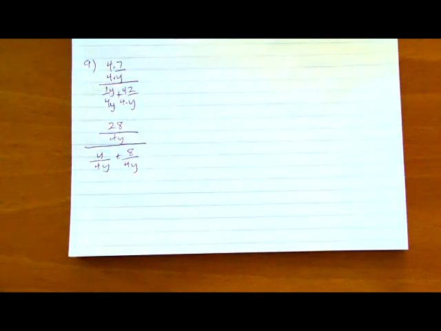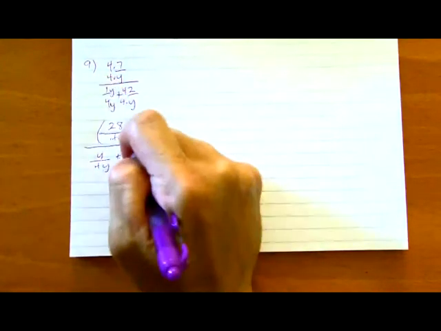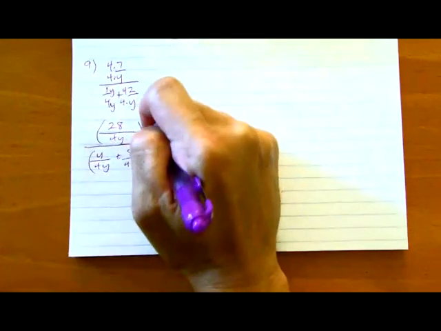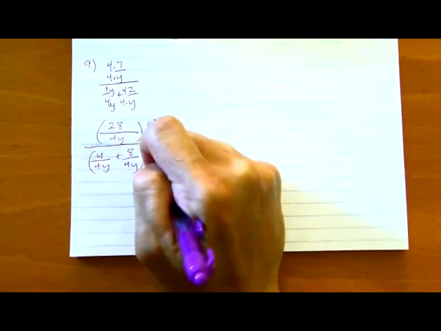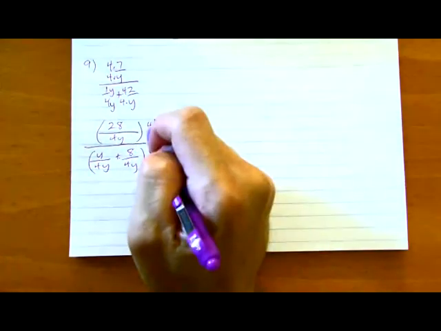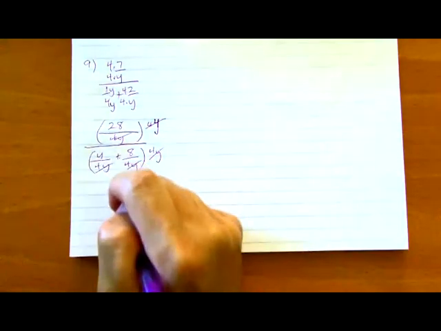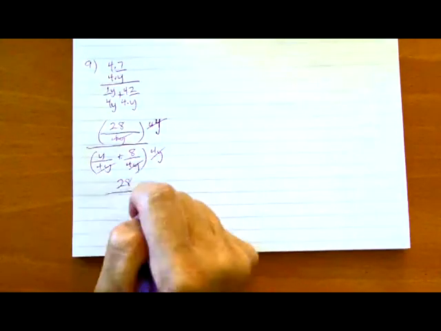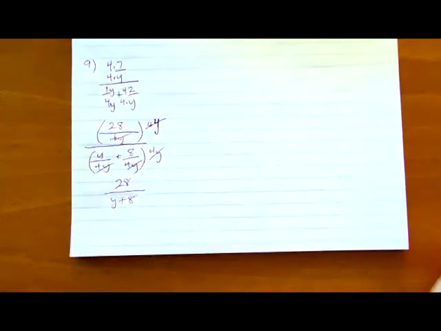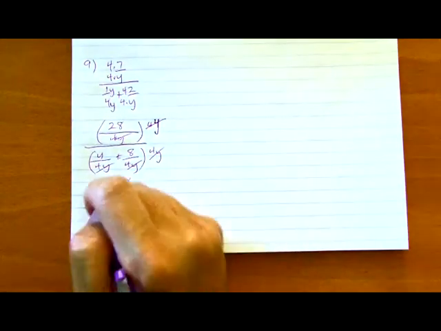Okay, denominators match, so we're going to multiply by 4y to the top and bottom so that it cancels out all the denominators. That leaves us with 28 over y plus 8. There's nothing we can cancel. That's your answer for number 9.